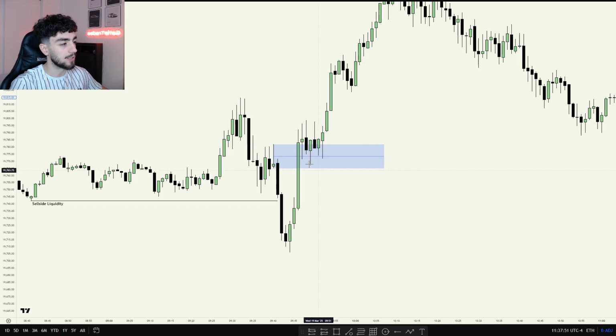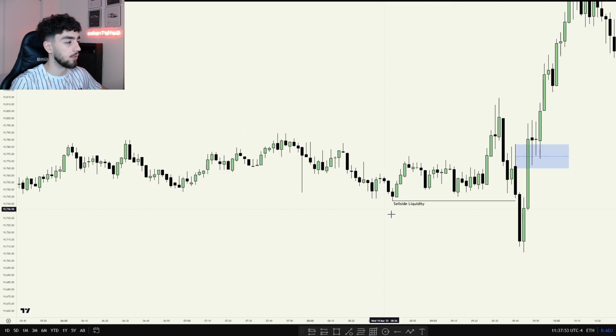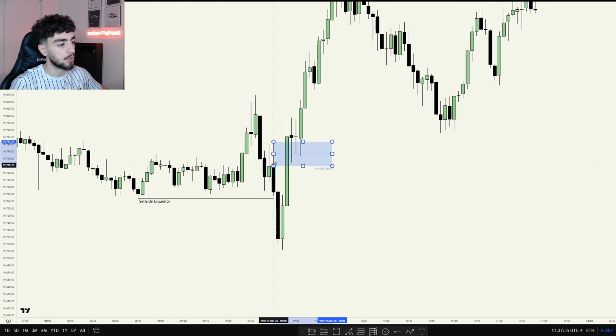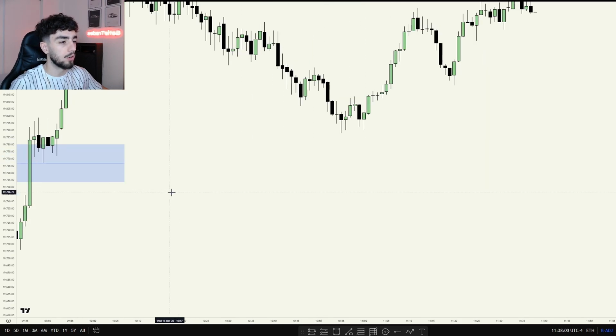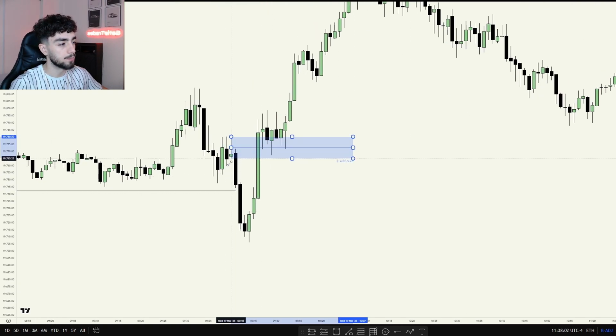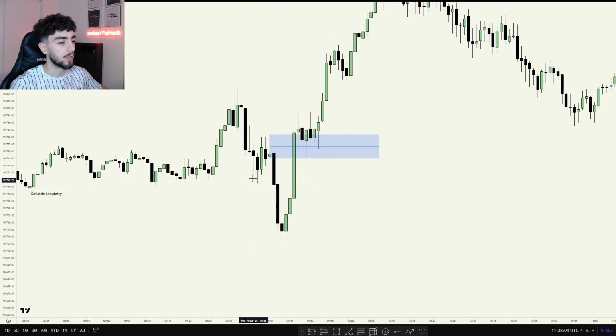So you would be marking this out as your breaker. However, if you go to the 2-minute chart, it's a little bit more clean because there's only one candle. So you can always mark out the 2-minute breaker in itself or the 1-minute breaker. It is completely up to you. But this would be your 1-minute breaker block.